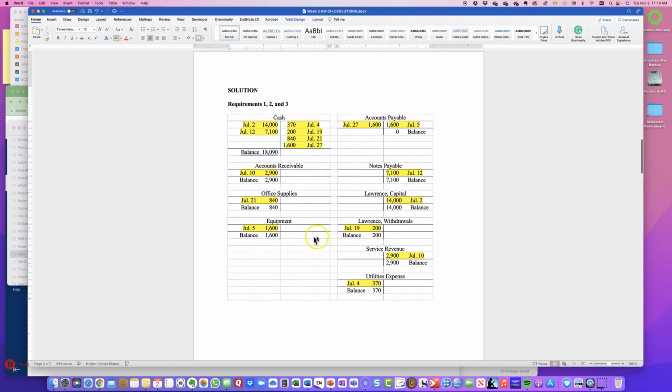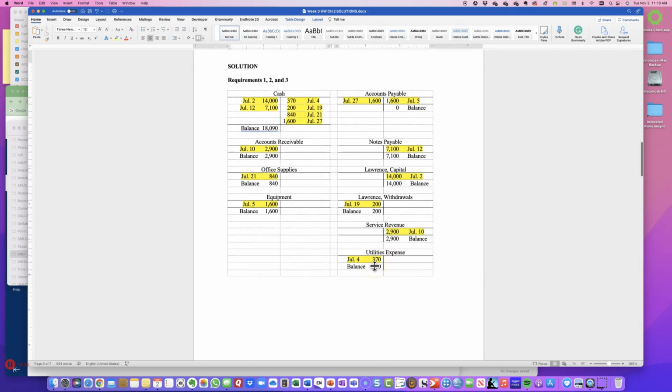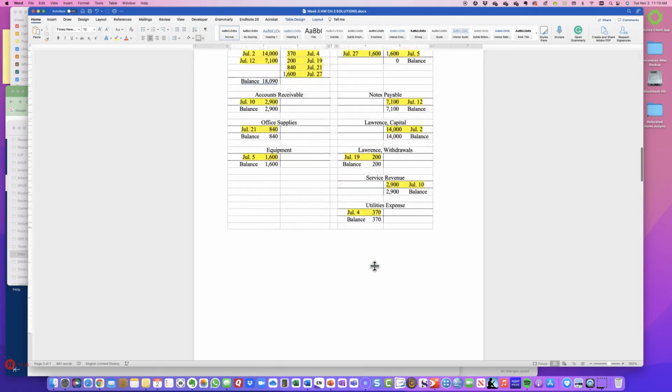And then all of these accounts up to here were all our balance sheet accounts. Assets equal liabilities plus owner's equity. So now we move on to the income statement. Revenues minus expenses equals your net income. So we have a credit balance of $2,900 for your service revenue and a debit balance for your utilities expense. So that is the second portion of your assignment for week 3.